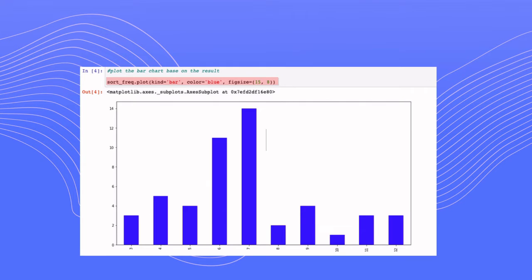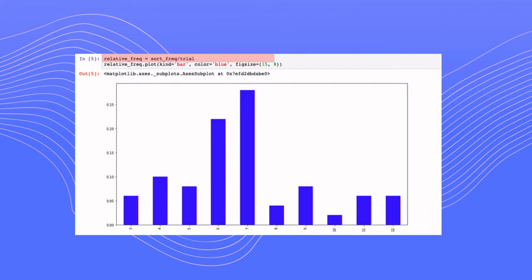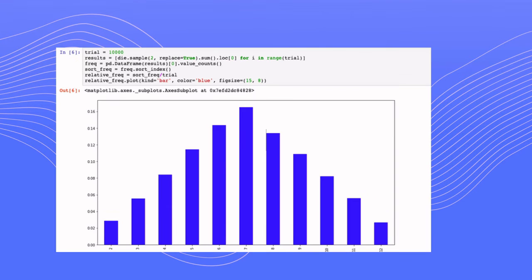If we want to compare the frequency of different trials, we have to convert frequency into relative frequency. Relative frequency equals frequency divided by the number of trials. With relative frequency, the shape of the bar chart does not change. The scale of the y-axis changes. When we increase the number of trials, the relative frequency becomes more and more stable. This is a bar chart showing the frequency for the outcomes of 10,000 trials.